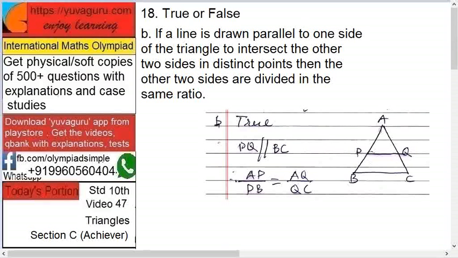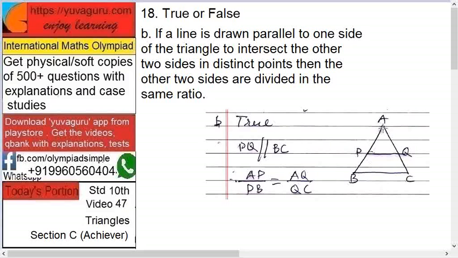statement is. Next, if a line is drawn parallel to one side of a triangle to intersect the other two sides in distinct points, then the other two sides are divided in the same ratio. So that is right. Here PQ is parallel to BC, that is drawn.